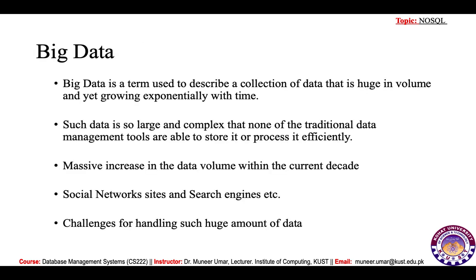So in the last lecture, we studied about big data. By big data, we mean a huge collection of data, or a big database for which a simple RDBMS may not perform well. So the example for big data is the data manipulated by social networks and search engines. So handling huge amount of data is also a big challenge, and this challenge must be addressed.